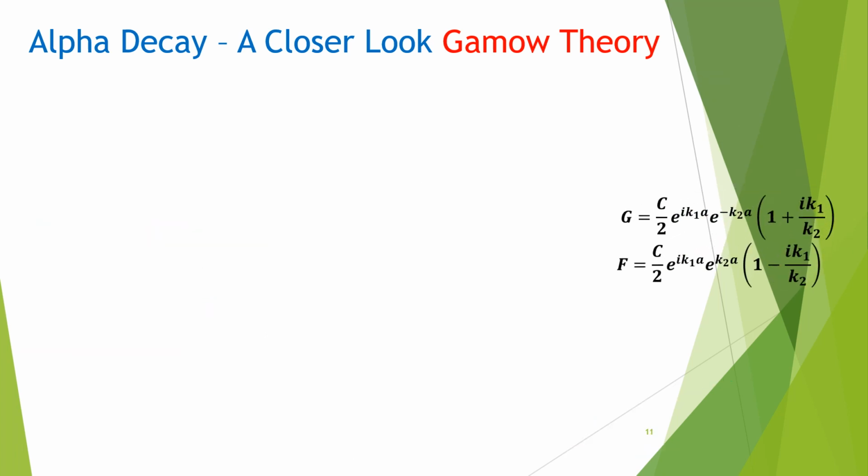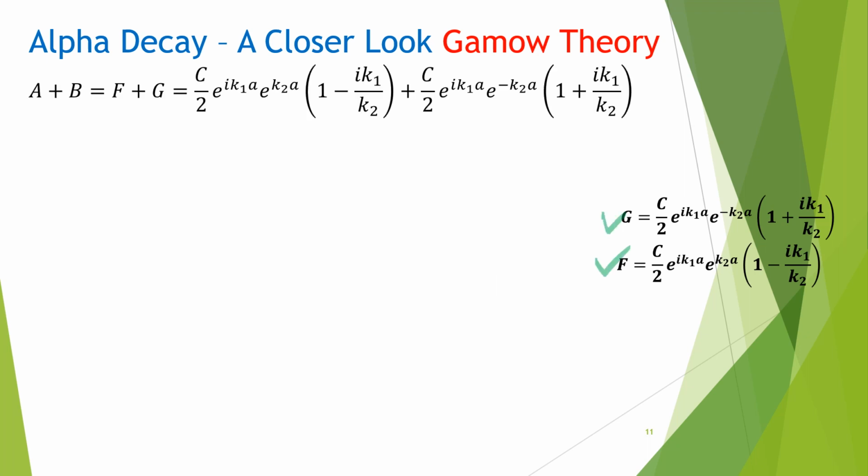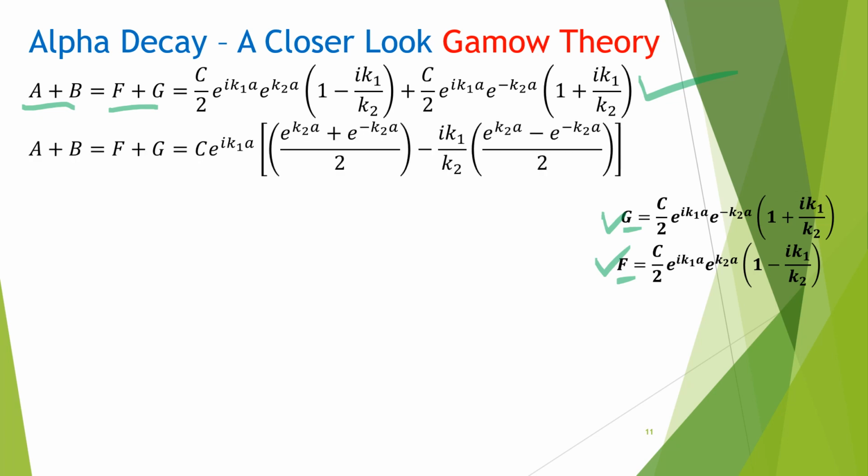Now we are going to substitute f and g. A plus B, we have already written, is equal to f plus g, and here we have g and f to be substituted directly into this equation. You can pause the video and verify.